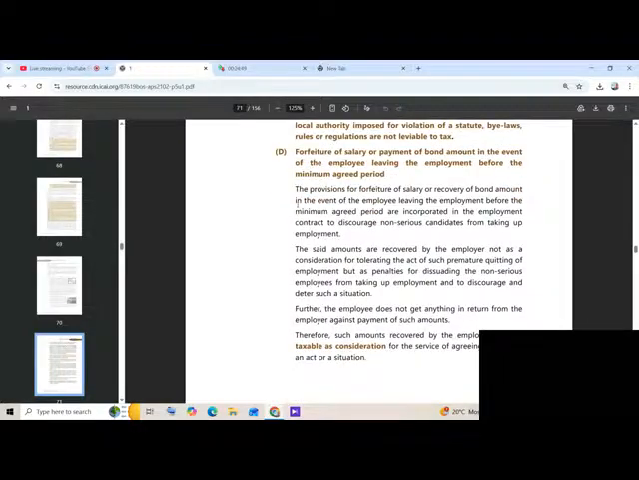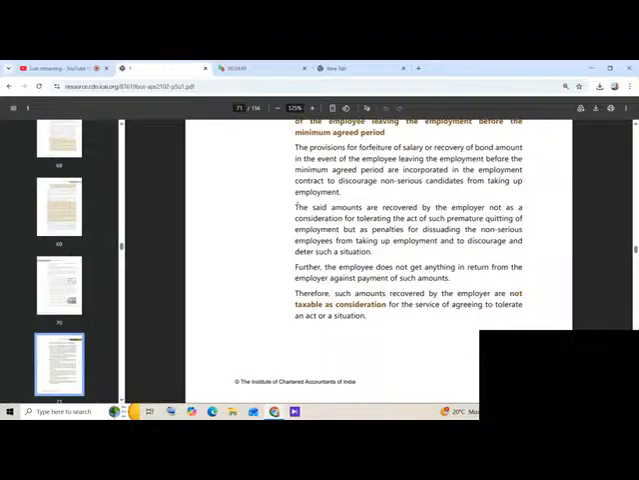The said amounts are recovered by the employer not as a consideration for tolerating the act of such premature quitting of employment, but as penalties for dissuading the non-serious employees from taking up employment and to discourage and deter such a situation. Further, the employee does not get anything in return from the employer against payment of such amounts. Therefore, such amounts recovered by the employer are not taxable as consideration for the service of agreeing to tolerate an act or a situation.